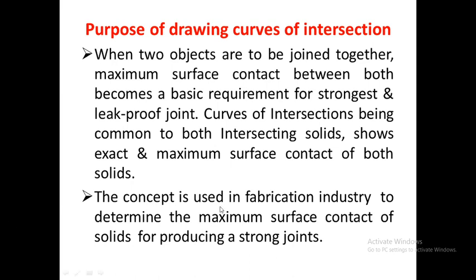The concept of intersection is used in the fabrication industry to determine the maximum surface contact of solids for producing strong joints. So basically in welding, where strong joints have to be made so that the joints are leak proof, the concept of the intersection of solids is used to determine the maximum surface area of contact between the two intersecting solids.